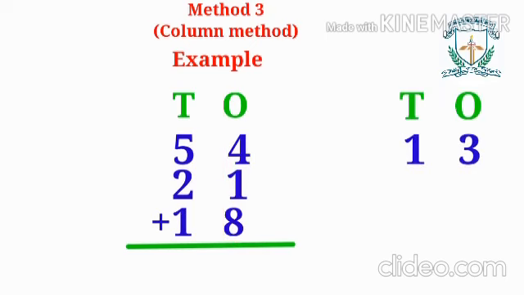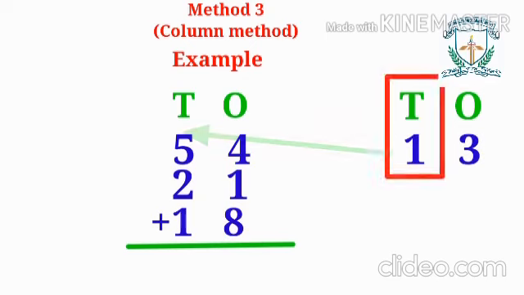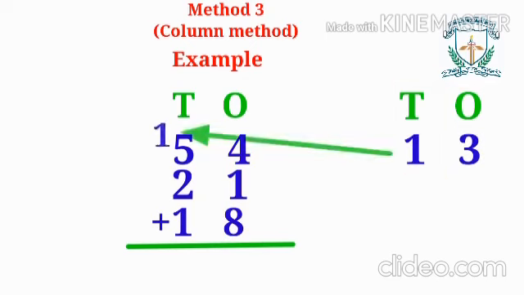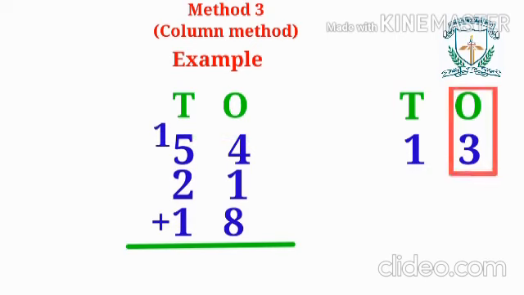As you all know that here in 13, the digit 1 is in tens place and 3 is in ones place. So that tens place digit 1 we have to keep as a carryover in tens place, and the remaining ones place digit 3 we will keep as the answer in ones place.